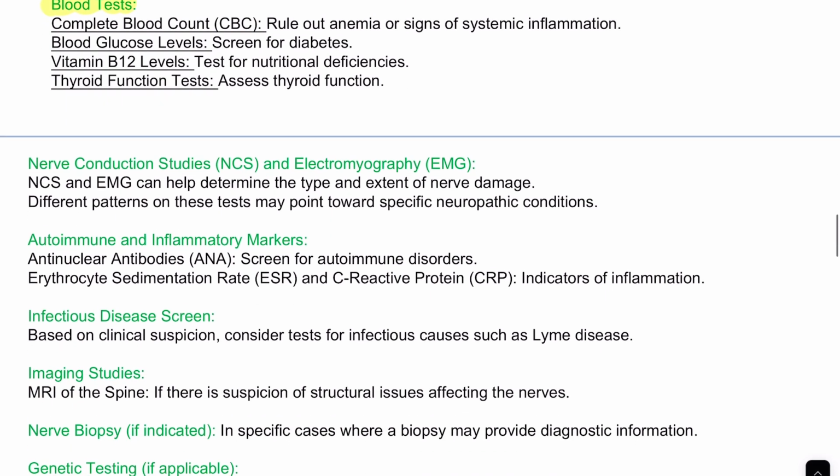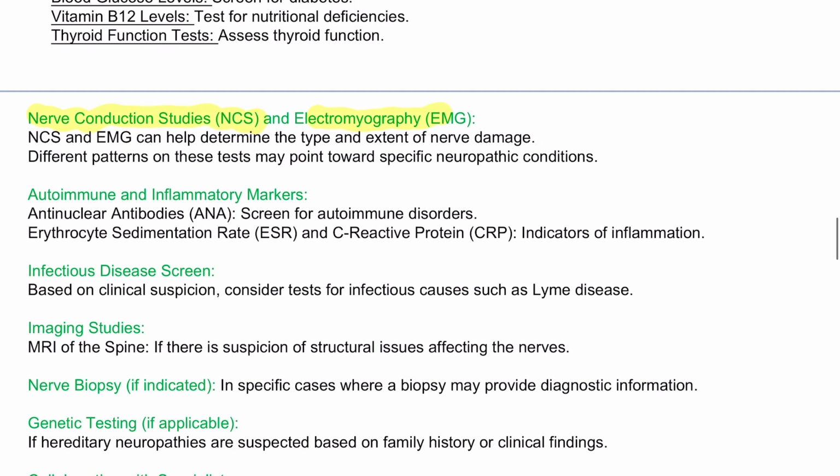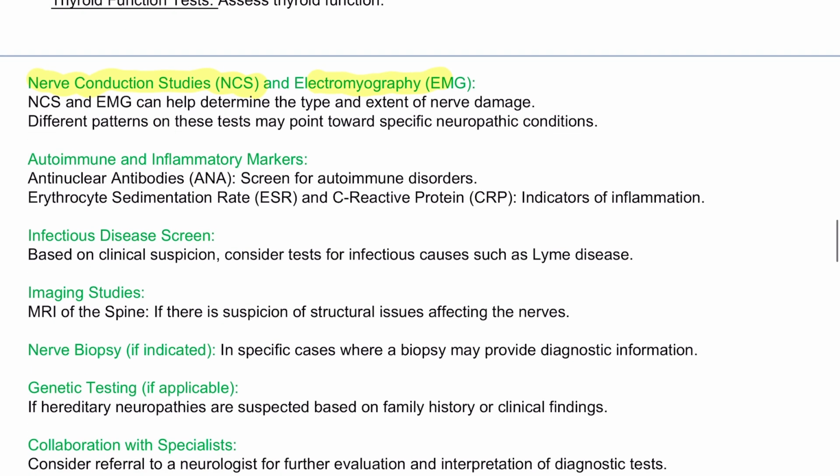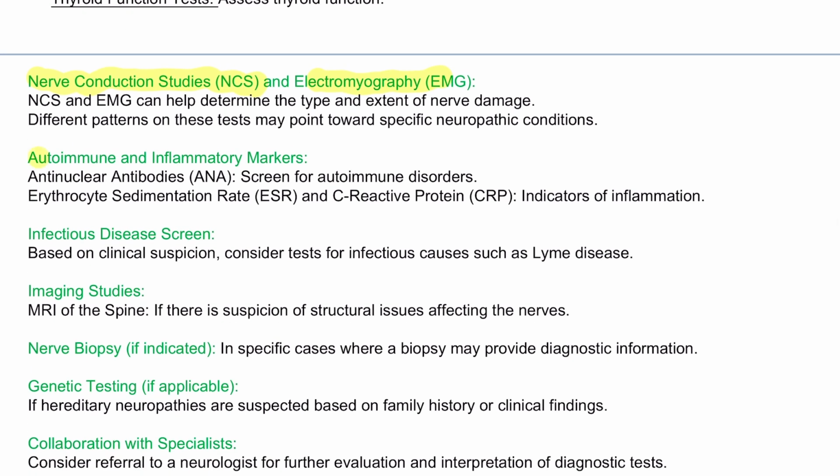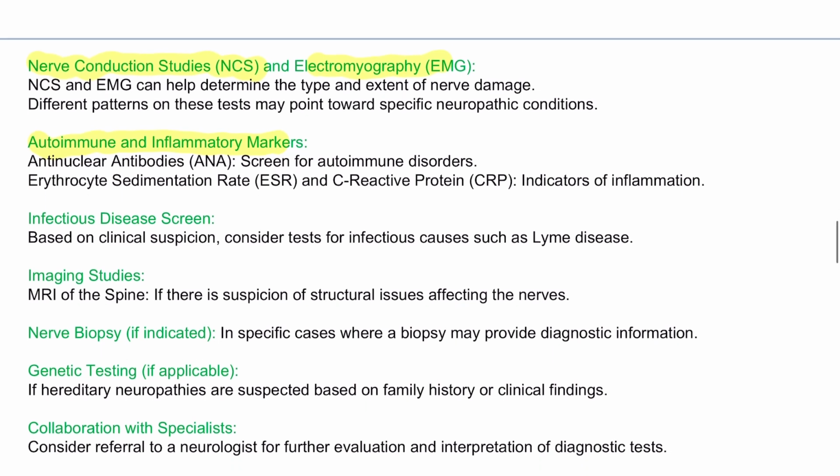Then other investigations include nerve conduction studies and EMG, and these help determine the type and extent of nerve damage. Different patterns on these tests may point towards specific neuropathic conditions. We would also be interested in doing some autoimmune and inflammatory markers, especially ANA, to screen for any autoimmune disorder, and ESR and CRP, which are indicators of inflammation.